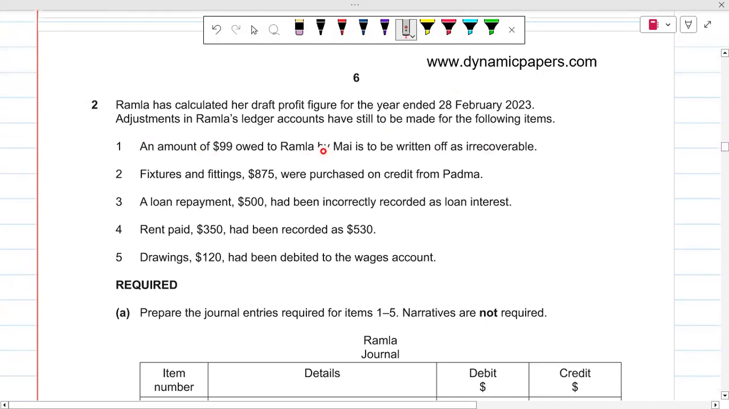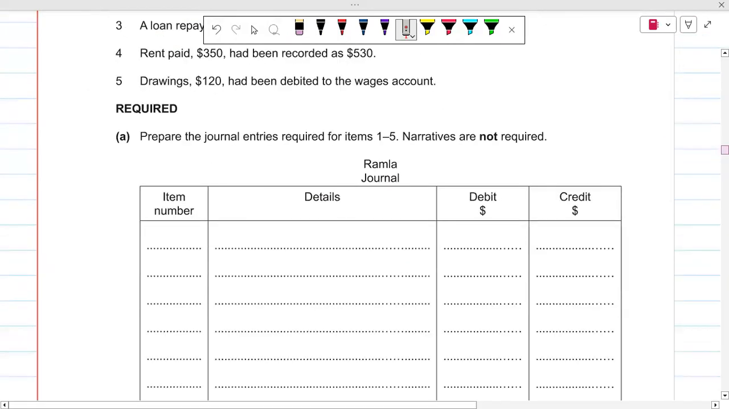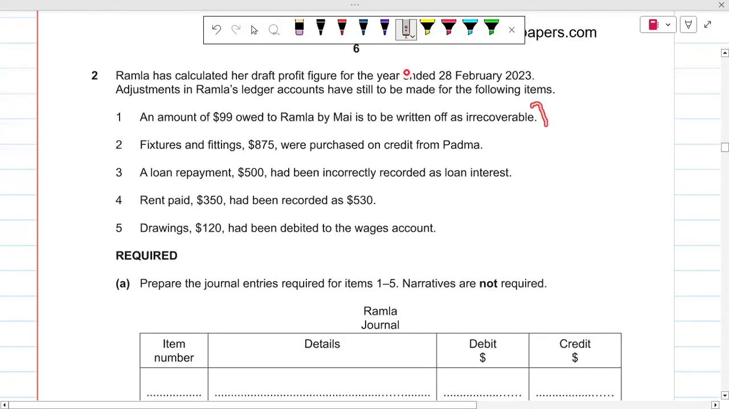We basically have five adjustments, and in part A, the examiner is asking to prepare the journal entries. So we will make the journal entries while reading the transactions. Okay, so in the first adjustment, an amount of $99 owed to Ramla by My is to be written off as irrecoverable.